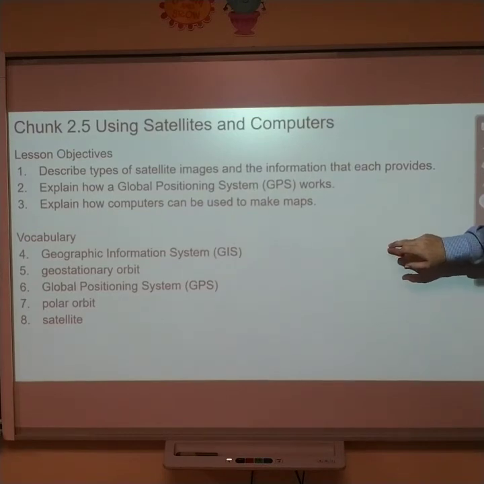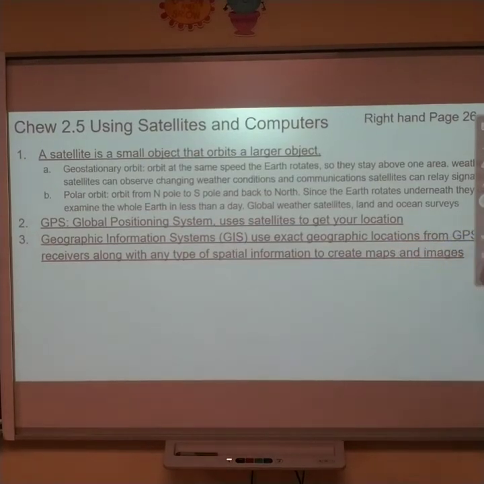Now that brings us to satellites and computers. Did I give you this to glue in yesterday? Or the day before yesterday? I did not? Okay. So we'll go over it real quick, and I got some other things to hand out, although we're not going to have time.